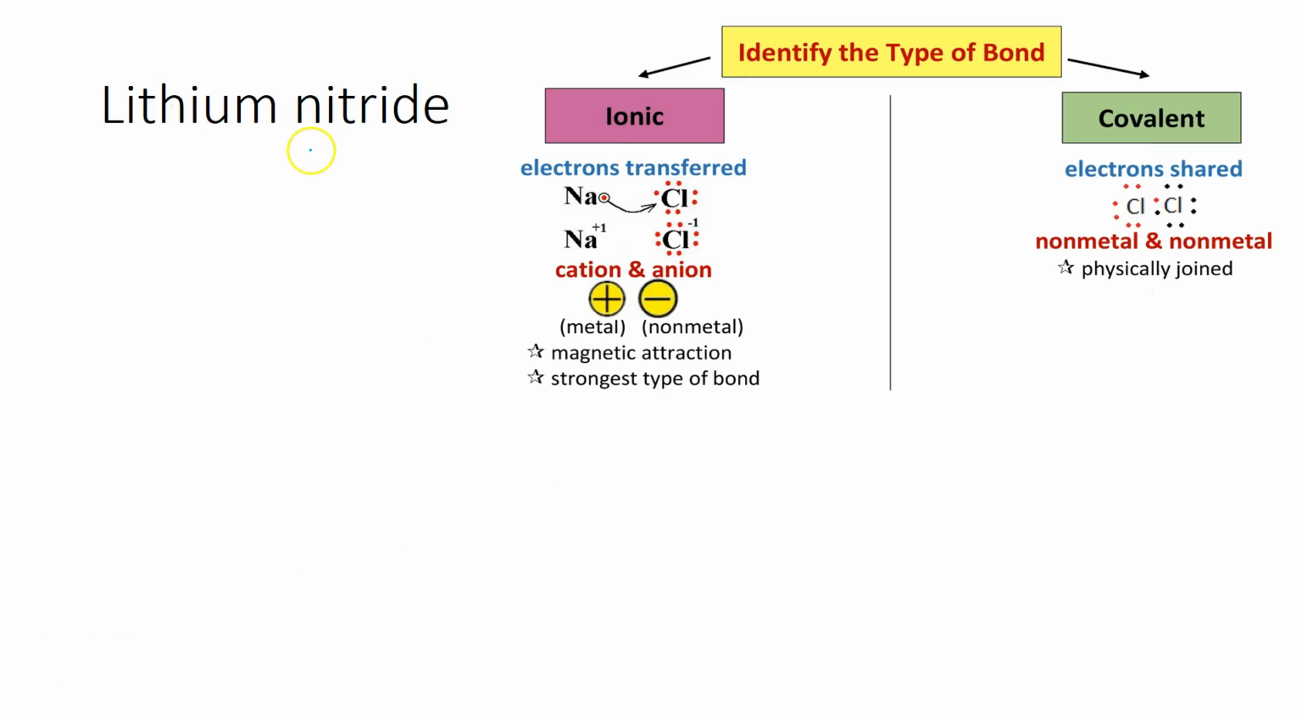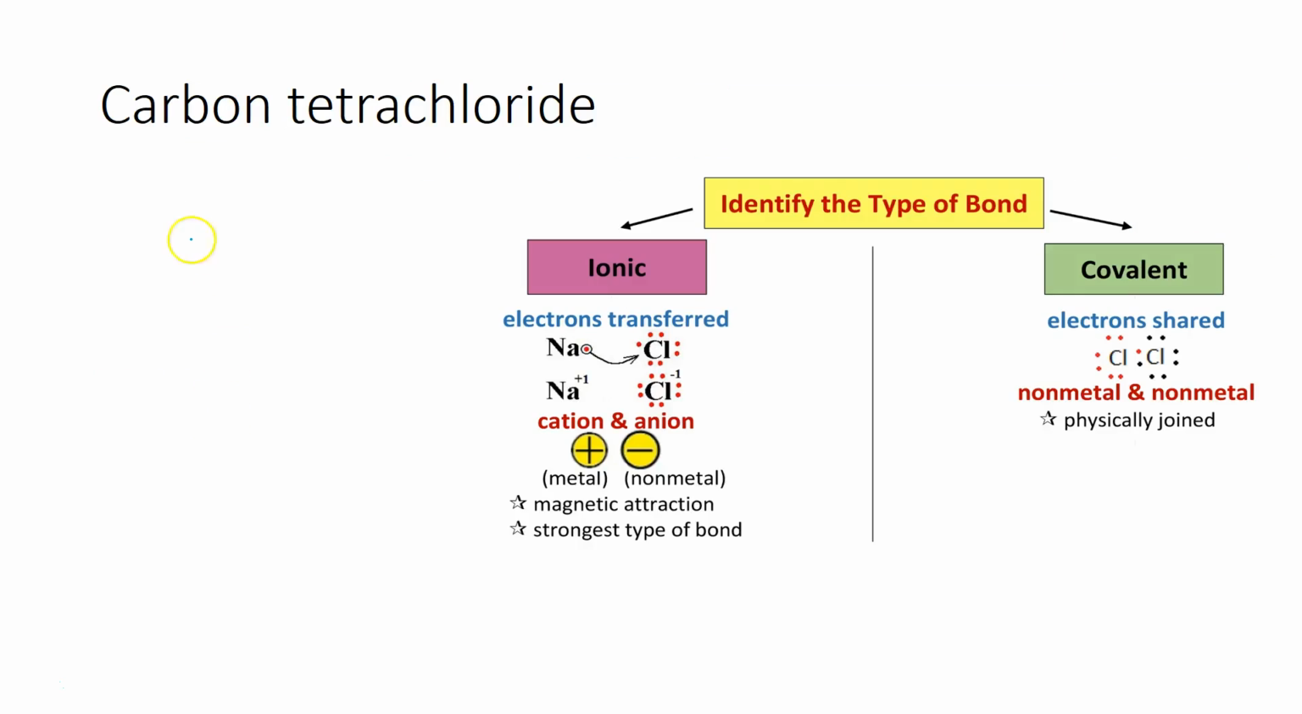All right, lithium nitride. I need you to grab your periodic table and look for lithium and nitrogen. What do you see? One thing I noticed about lithium is that it is a metal. So if I look at my list of the two types of possibilities, I can tell, boom, if it's a metal, it's going to be ionic. Nitrogen is a non-metal, but the fact that lithium is a metal makes it automatically ionic. Let's look at the next example.